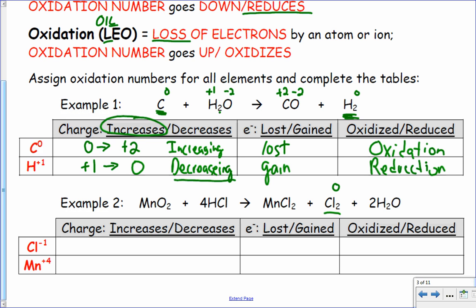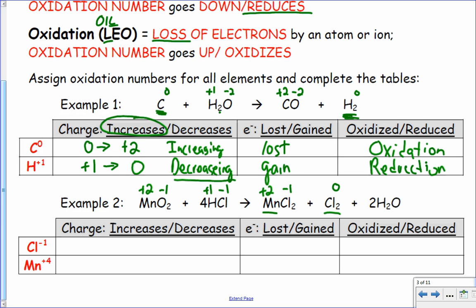MnO2. Whenever I see an O2, the oxygen is always -1. That gives me a total of -2, so Mn must be a +2. Let me just verify. Yes, Mn can be a +2. HCl: Cl is a -1, H is a +1. MnCl2: Cl is always a -1, which gives me a total charge of -2, so Mn must be a +2. So I have an Mn as a +2.